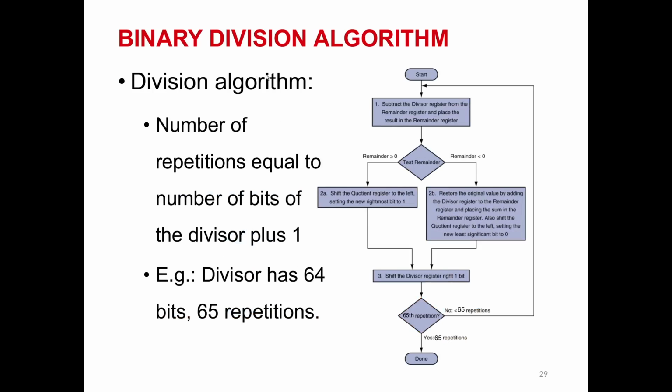And here is the summary of the algorithm for division. This number of repetitions will equal the number of bits of the divisor plus 1. Why do we need to add 1? I think you already know in your class that there is the sign bit, and it means that, for example, if you want to make a division with a divisor of 64 bits, you will need 65 repetitions to complete this work.